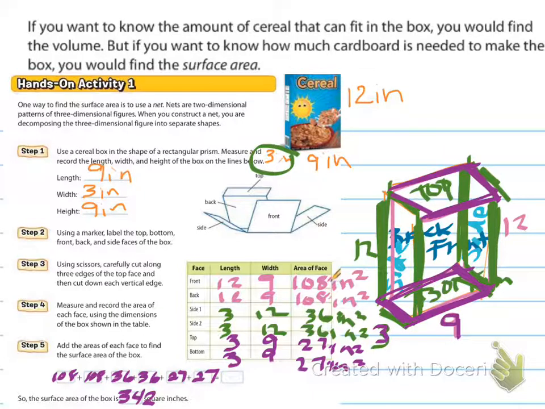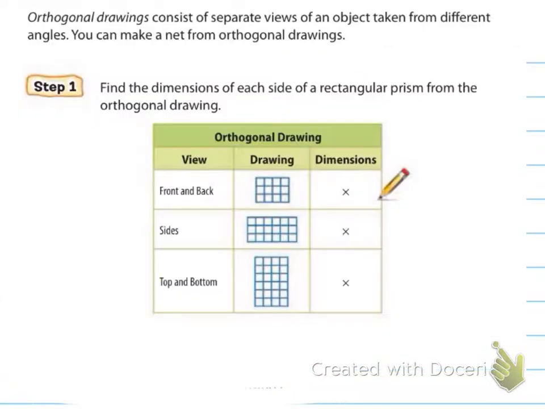Alright, and when we add those all up, we end up getting 342 inches squared. And that is the surface area of the entire box of cereal that we have here. So that means that's how much cardboard is needed to make each box of cereal. 342 square inches of cardboard. So think about when you're recycling. That's how much cardboard you're recycling when you get rid of a box of cereal.